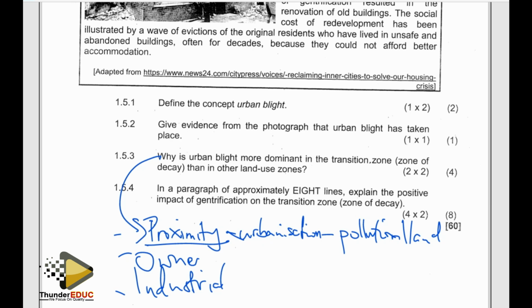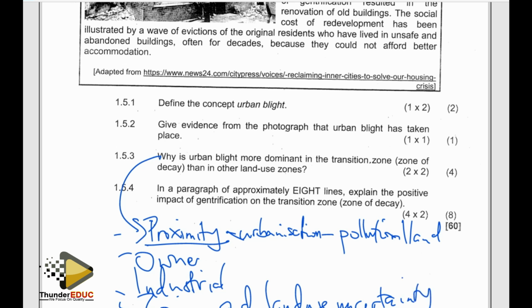And also zoning and land use uncertainty.